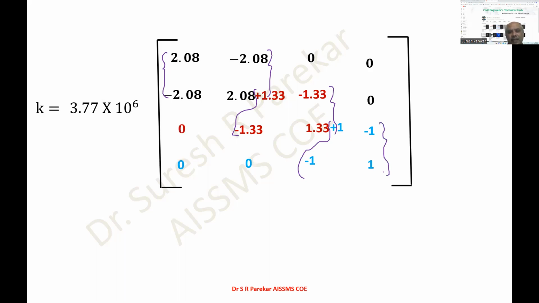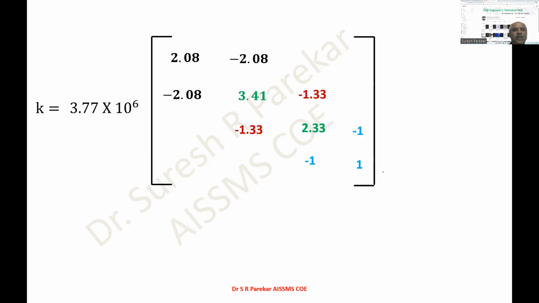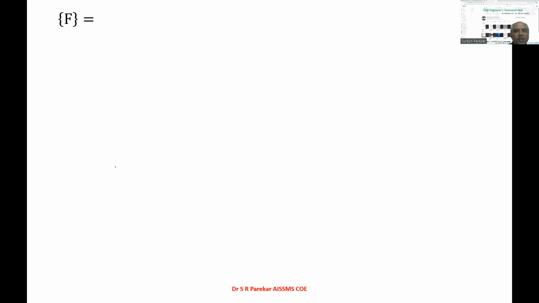And now if we calculate the global stiffness matrix, we will have this as the global stiffness matrix. So this is the first answer. Now once I know the global stiffness matrix, then we have to use F is equal to K into delta. Now K is the stiffness matrix, F is force, and D is displacement.